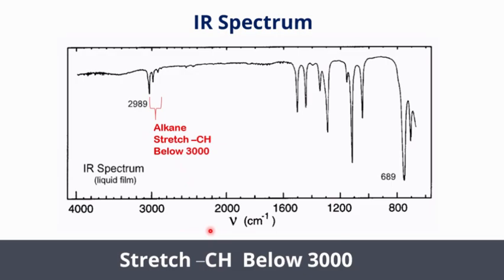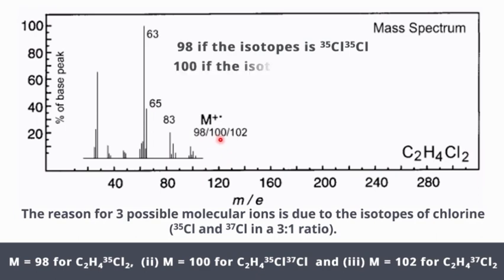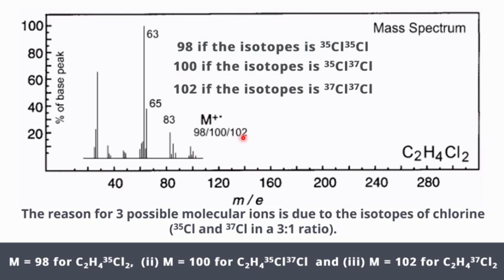To get more information from the mass spectrum, we find three possible molecular ions due to the isotopes of chlorine, 35 chlorine and 37 chlorine, in a 3:1 ratio. The peak at 98 is if the isotopes are 35 chlorine and 35 chlorine. 100 is if the isotopes are 35 chlorine and 37 chlorine. And 102 is if the isotopes are 37 chlorine and 37 chlorine. The compound has C-H single bonds and two chlorine atoms.